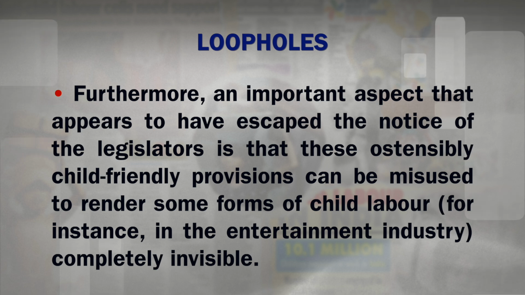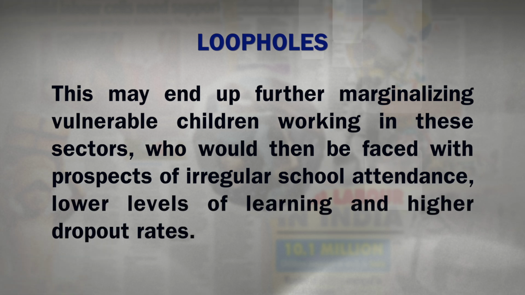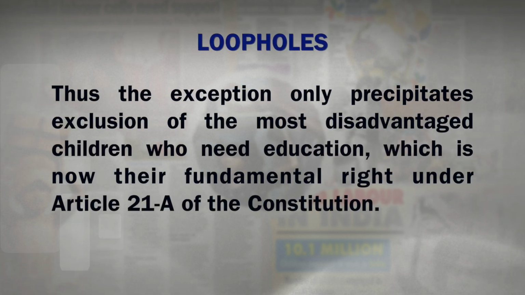Furthermore, an important aspect that appears to have escaped the notice of the legislature is that these ostensibly child-friendly provisions can be misused to render some forms of child labour, for instance in the entertainment industry, completely invisible. This may end up further marginalizing vulnerable children working in these sectors, who would then be faced with prospects of irregular school attendance, lower levels of learning and higher dropout rates. Thus, the exception only precipitates exclusion of the most disadvantaged children who need education, which is now their fundamental right under Article 21A of the Constitution.